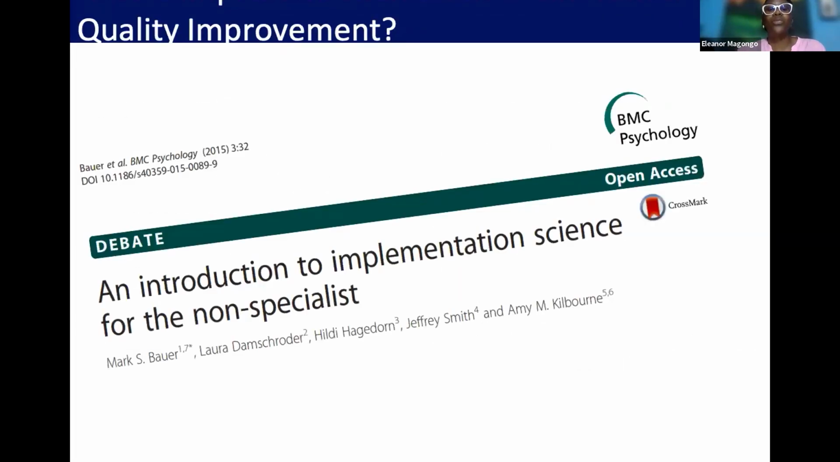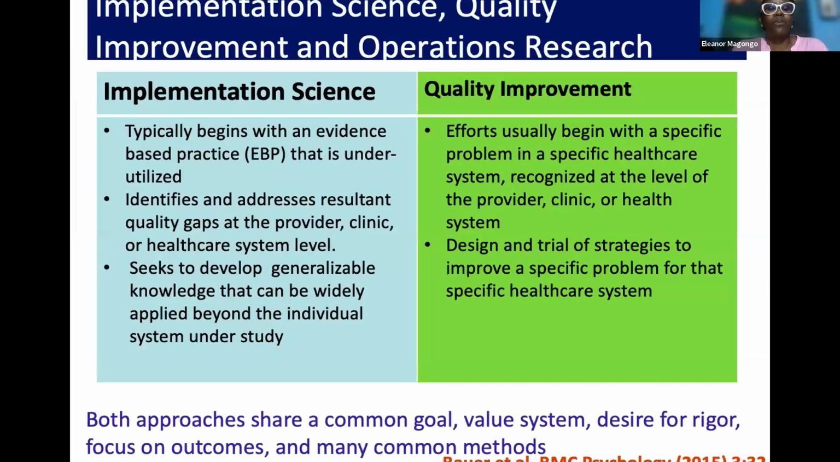So how is implementation science different from quality improvement? Like we said, implementation science typically begins with an evidence that you want to put into practice, while quality improvement is more around the efforts that you're implementing at a clinic level, a health system level, to try and address a specific problem. On the other hand, implementation science identifies and addresses quality gaps at the provider, the clinic, and health facility level, and seeks to develop generalizable knowledge.